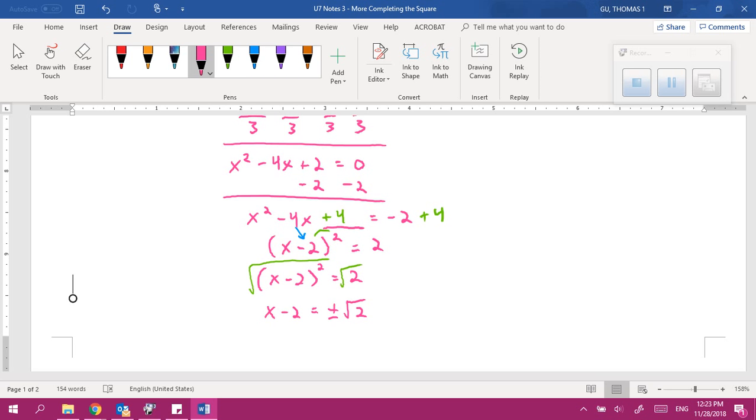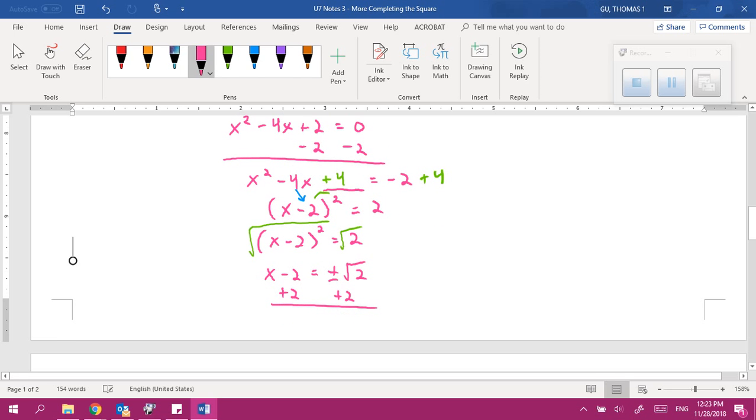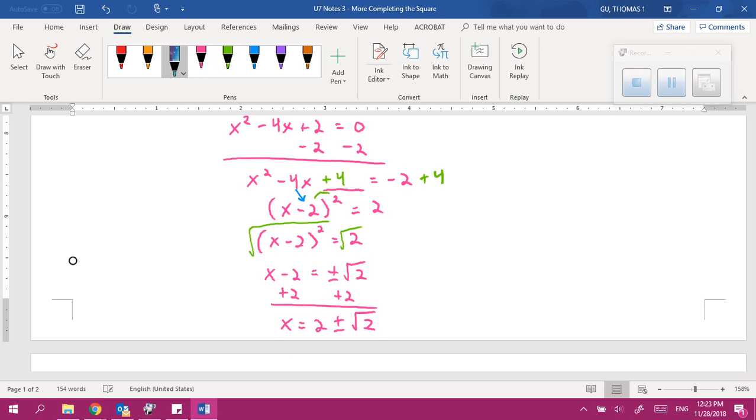Okay. So x minus 2 equals plus or minus square root of 2. Add 2, that's right. And so my final answer should be? X equals 2 plus or minus square root of 2. And that's it. Nice. Last one was harder.